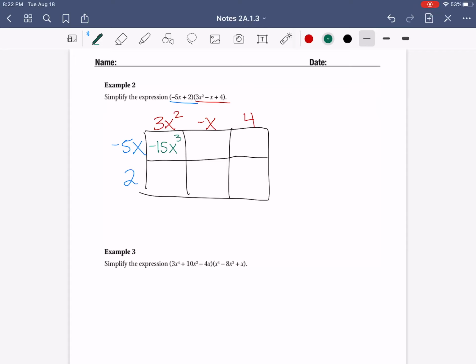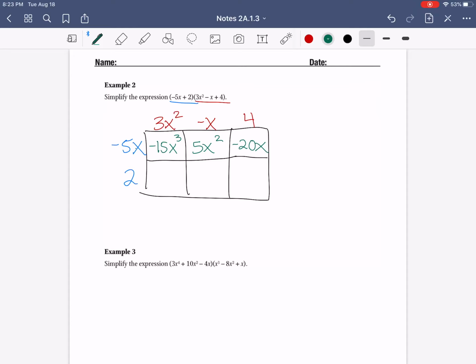Negative 5x times negative x. Negative 5 times negative x turns it to a positive 5. x times x becomes x squared. 4 times negative 5 is negative 20, and then you just keep the x.